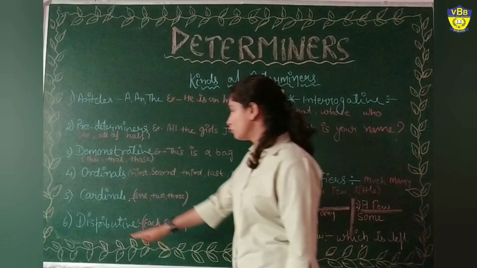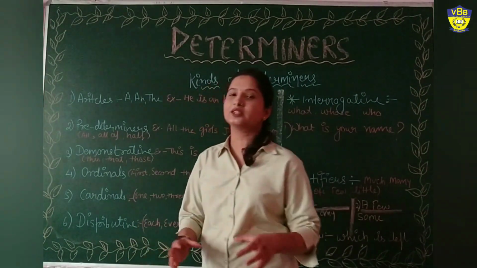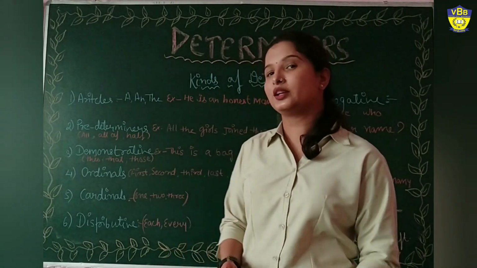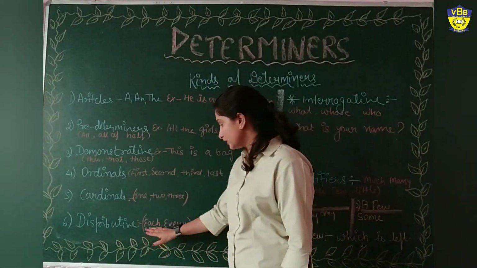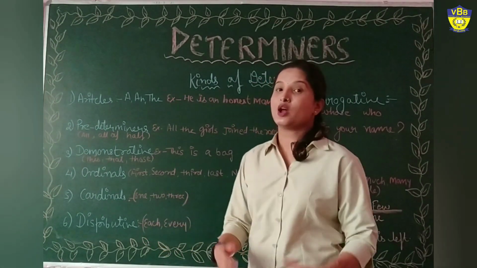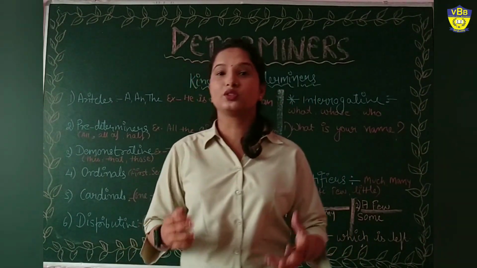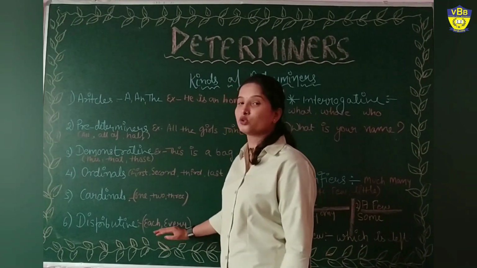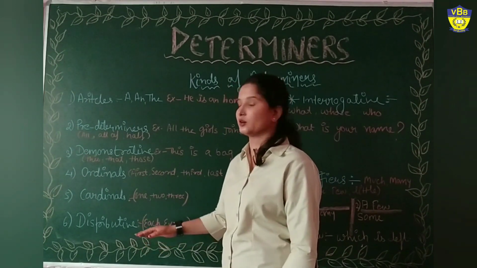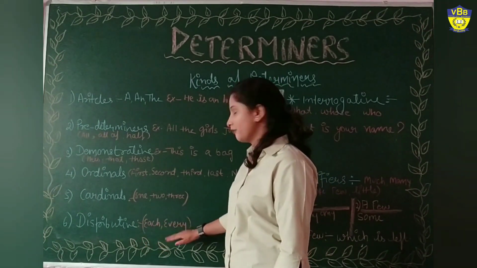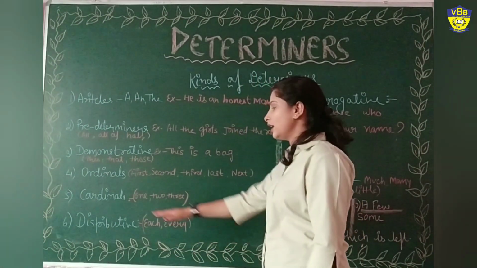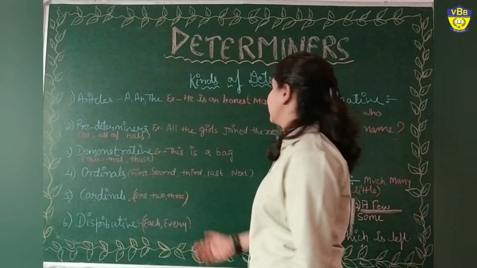Now let's talk about distributive. Distributive means whenever we are referring to each individual separately. For example, each and everyone. Everyone has to come. So this is a distributive determiner. Some other words are also used as distributive determiners, such as each, everyone, anyone, no one. So these are distributive determiners.